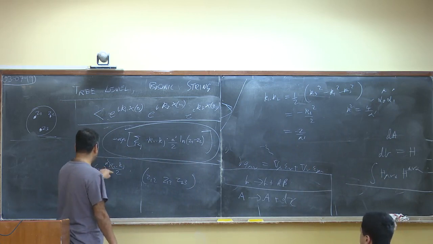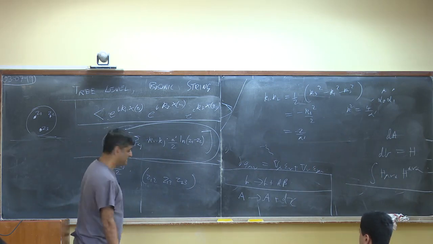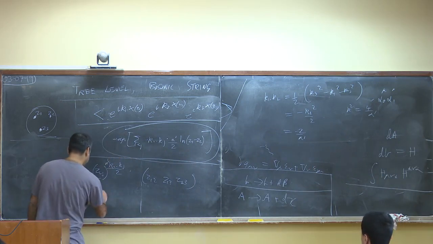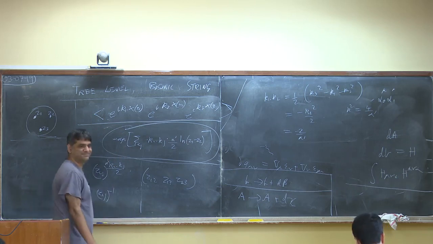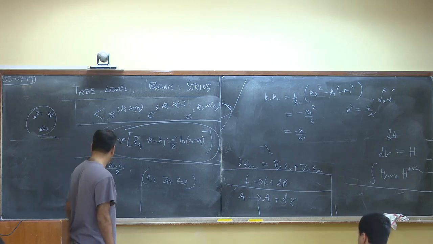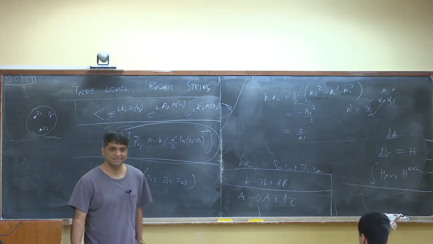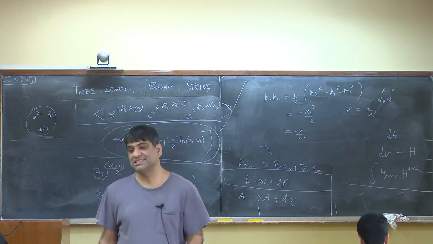But now we want alpha prime by 2 of this. So what do we get? We get Zij to the power minus 1. We have 3 of these factors. They exactly cancel these 3 guys. So what's the answer? It's 1.